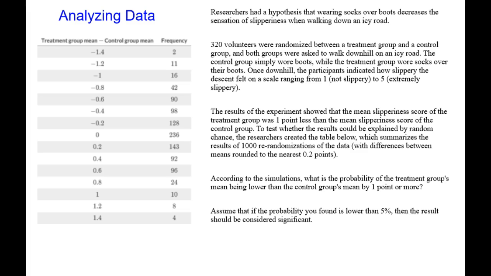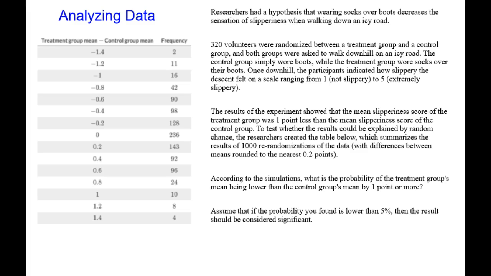Researchers had a hypothesis that wearing socks over boots decreases the sensation of slipperiness when walking down an icy road. 320 volunteers were randomized between a treatment group and a control group, and both groups were asked to walk downhill on an icy road. The control group simply wore boots, while the treatment group wore socks over their boots. Once downhill, the participants indicated how slippery the descent felt on a scale ranging from 1, not slippery, to 5, extremely slippery. The results of the experiment showed that the mean slipperiness score of the treatment group was 1 point less than the mean slipperiness score of the control group.